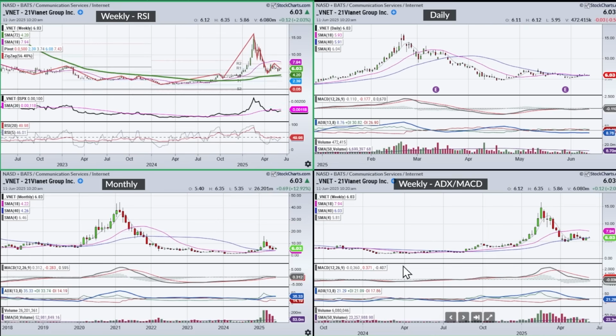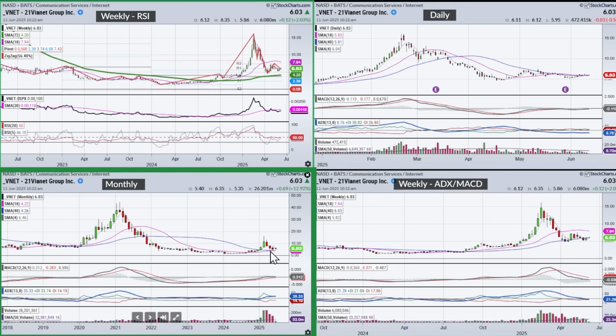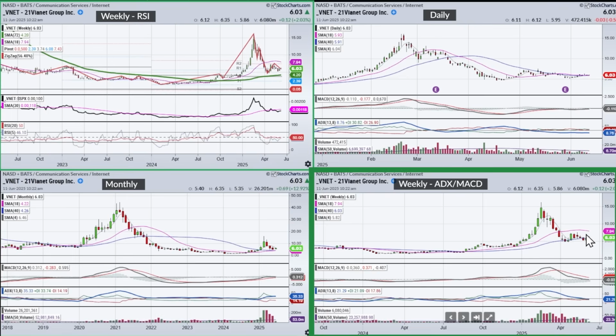All right, let's start going through some of the requests that came through. So this VNET, I think, was kind of a violent move to the downside, and now we have the 18-week rolling over. I see that we're pulling back on the monthly, right? But look at the volume pattern. You see the big volume that went in and then the heavy volume that came out. I think this is going to take a little time to recover, and I wouldn't have an interest in really doing anything with it as long as it stays below that 18-week line.